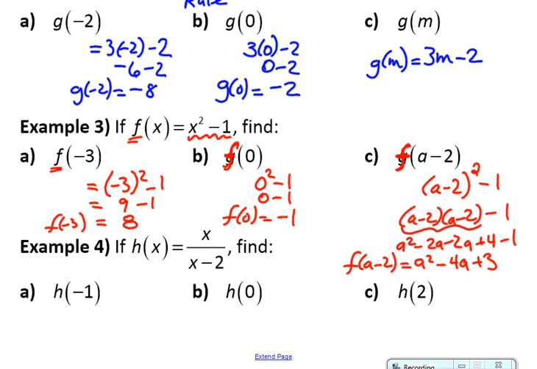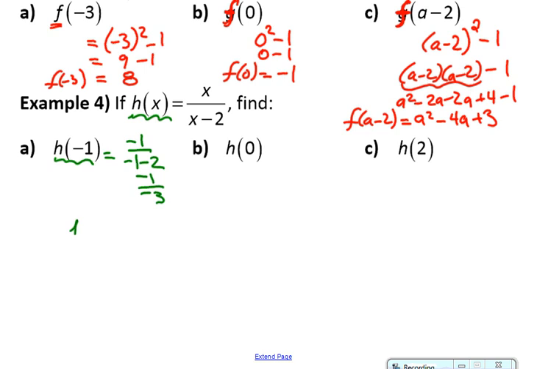And our last example, this time we have an h function. So we'll plug our input into the new h function here. That matches the h and h. I'm going to take negative 1 and put it in, so that gives me negative 1 over negative 1 minus 2. So negative 1 over a negative 3. And that ends up being 1/3. So h of negative 1 is equal to a positive 1/3.